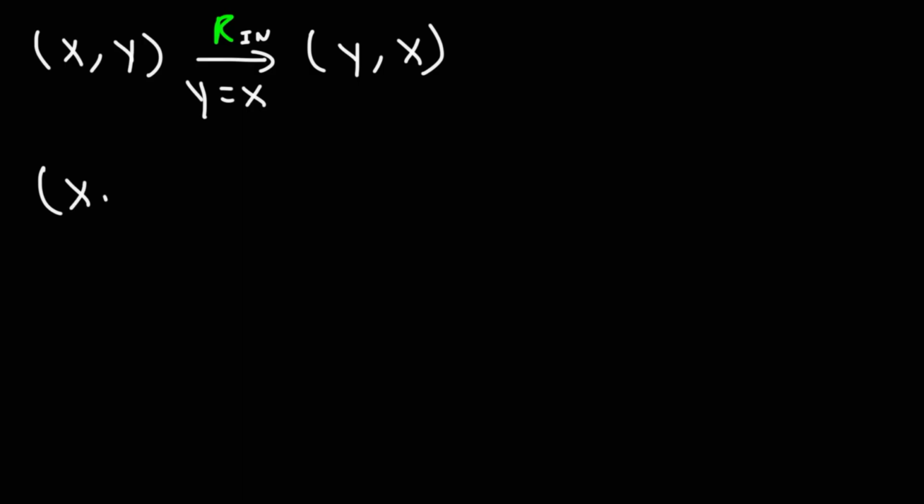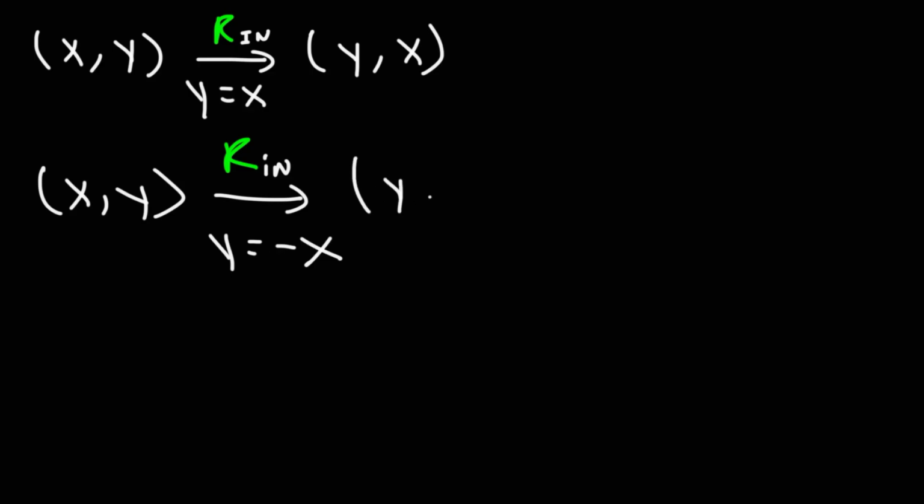Now, what if we want to reflect the point across the line y equals negative x. In this case, you're going to get the negative inverse of the original point. So we're going to switch x and y, but we're going to apply a negative sign to both. So that will give us the new point if we try to reflect it across the line y equals negative x.